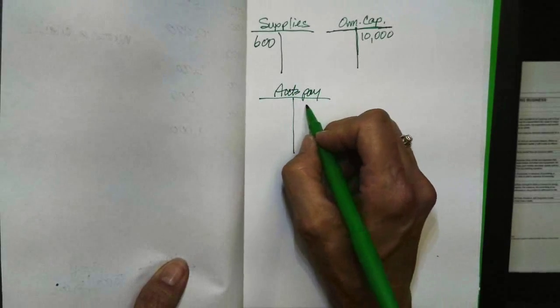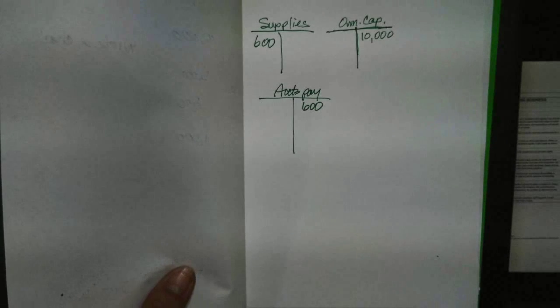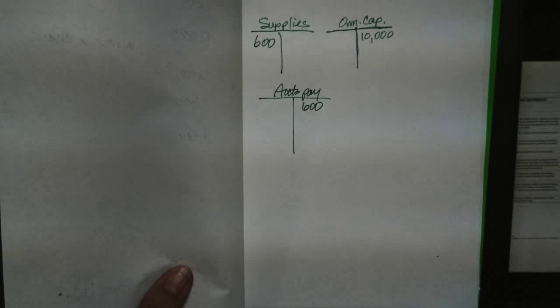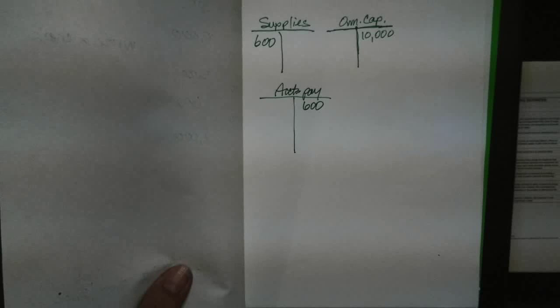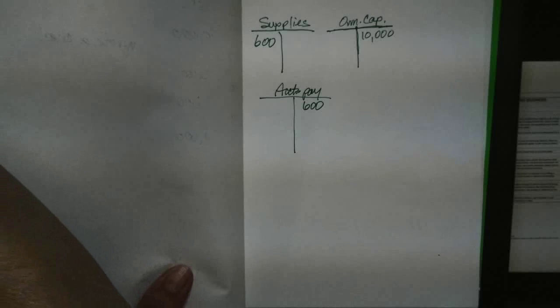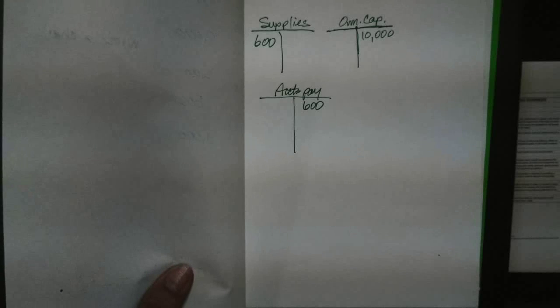payable is up 600. I don't know what this is doing. Oh, shoot. Go back. Okay, where is it? Oh.